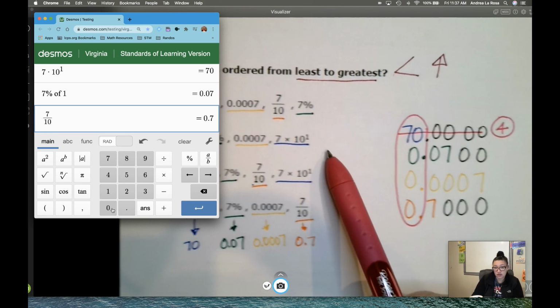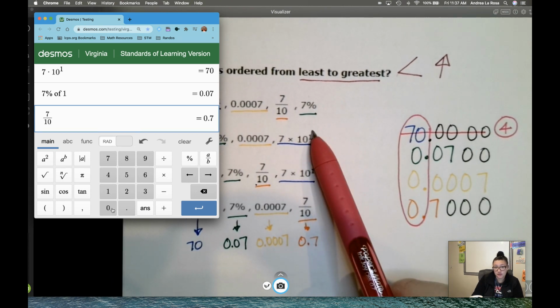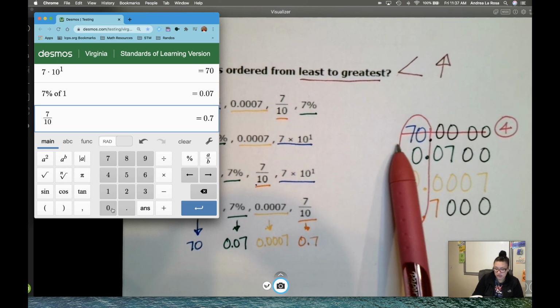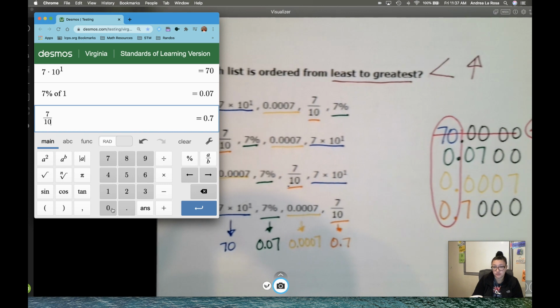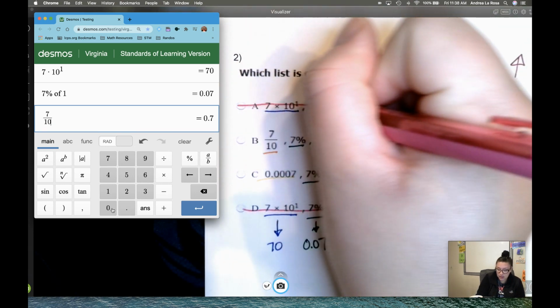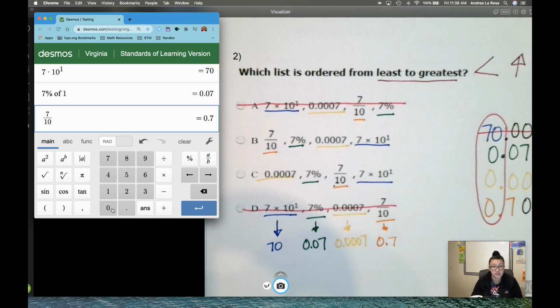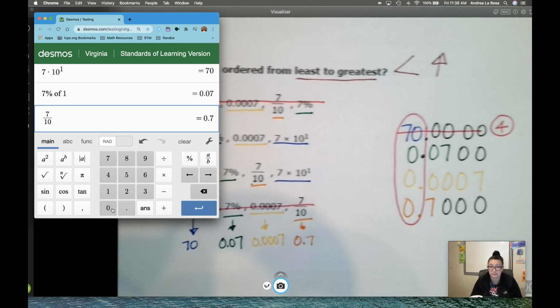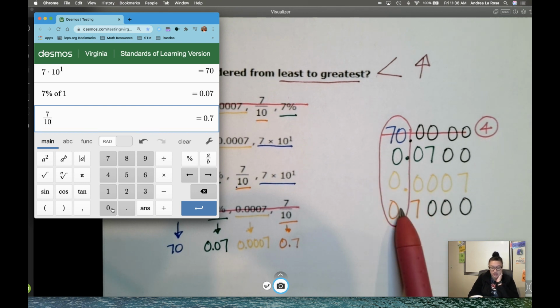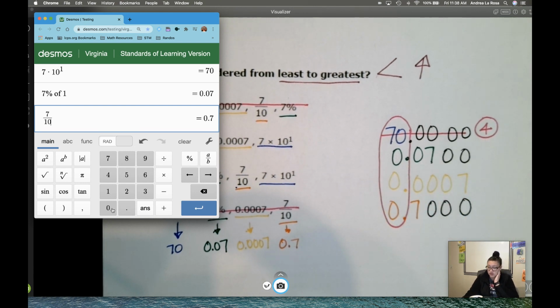And I can see, if I check over here, I have 2 answers where that 70, that 7 times 10 to the first comes last. So good test taking strategy, I know that D and A are not correct because they don't have 70 in the last place. But again, I want to figure out the smallest number. My smallest number is going to come first. So I'm done looking at that place value. Everything else is 0.